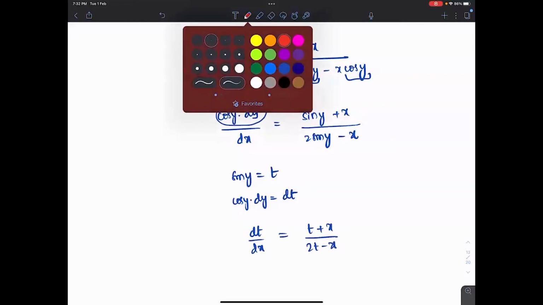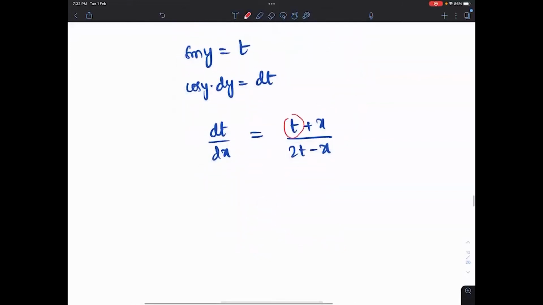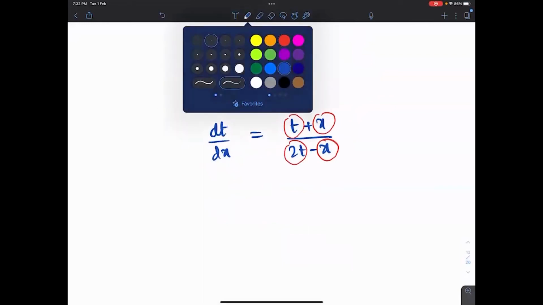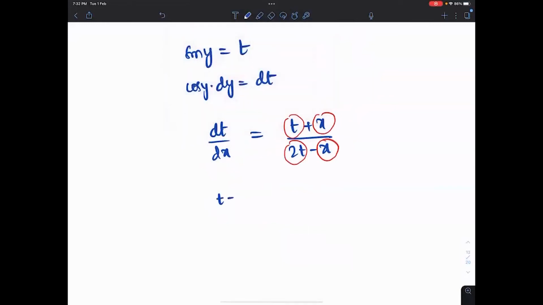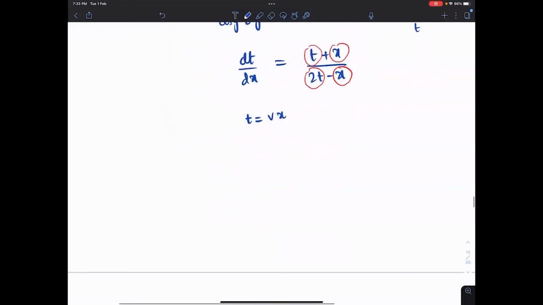Now this becomes homogeneous, no? You see, all the terms are of the same degree in numerator and denominator. For homogeneous, what is the substitution? Normally we take y equals vx, but here y is not there, t is there. So t equals vx. Now you can proceed after this.